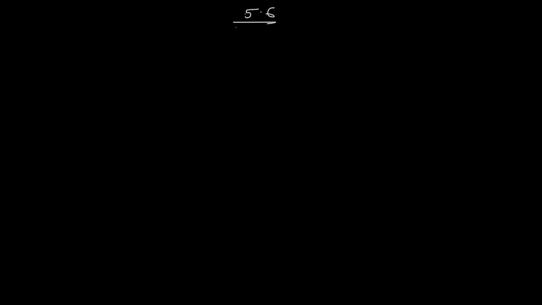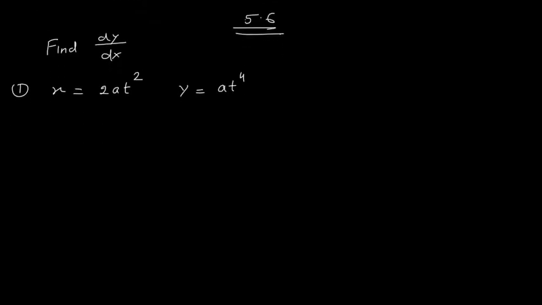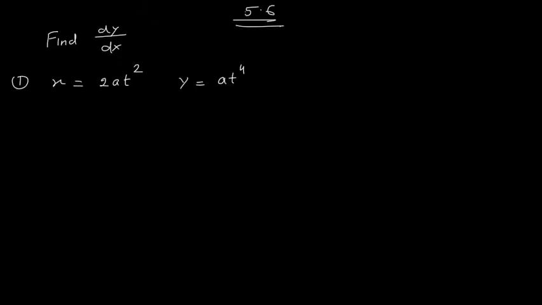Exercise 5.6, the first problem is, here we have to find dy upon dx, and x is given as 2at and y is given as at square. So what we do, we simply find dx upon dt. So dx upon dt is 2a, and the derivative of t square is 2t. So this becomes 4at. This is dx upon dt, and dy upon dt.